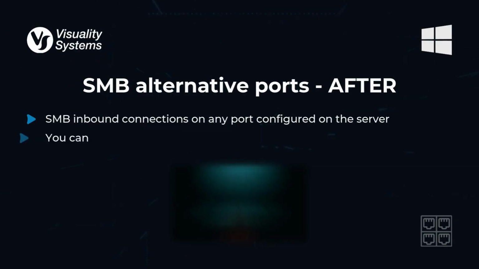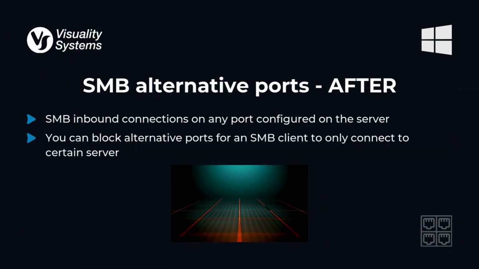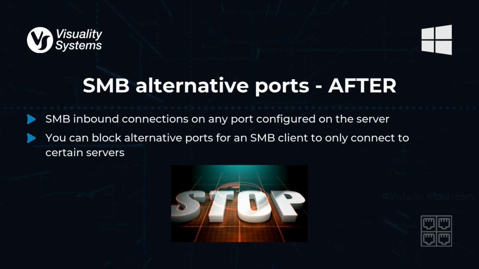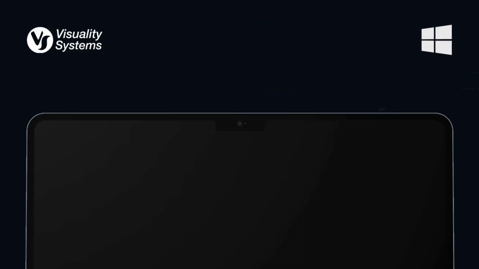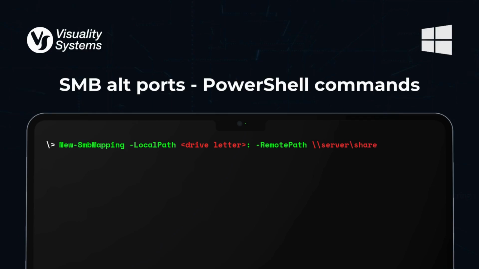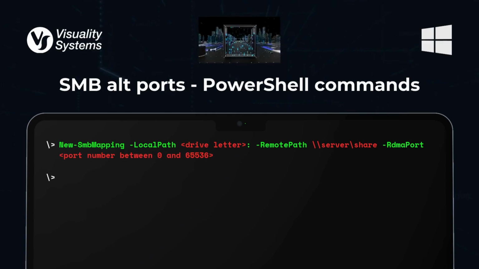However, to maintain control and security, you can block alternative ports on the client side, ensuring that it only connects to specific, authorized servers. You can configure an SMB client to connect using an alternative port by specifying it in the new SMB mapping PowerShell command. Whether you're using TCP, QUIC, or RDMA, simply provide the desired port number within the valid range of 0 to 65536. This allows for greater flexibility in managing SMB connections while maintaining control over network traffic.